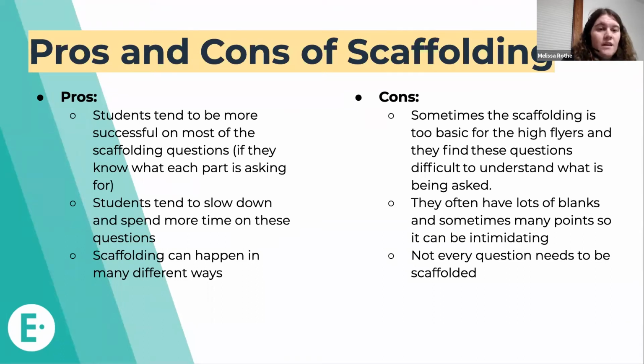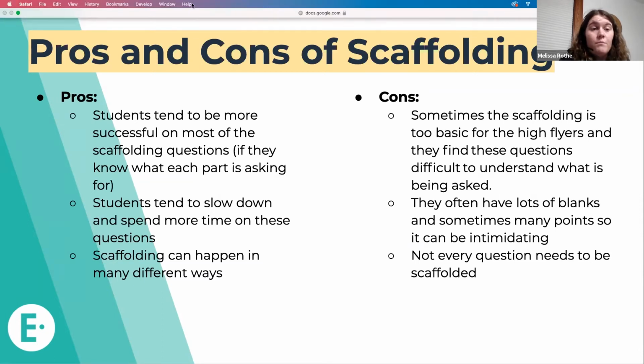Sometimes it can be a little tedious for some of my high flyers that find these questions difficult to understand because they're like, I already know how to get to the answer. I just want to get there. And sometimes it's so many blanks, so there's a lot of points, and not every question needs to be scaffolded. So that is what I wanted to talk about, and some of the things I really enjoyed using with math and Edulastic. Thank you.